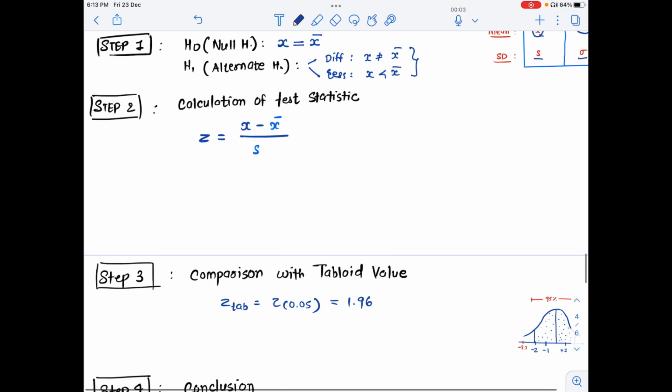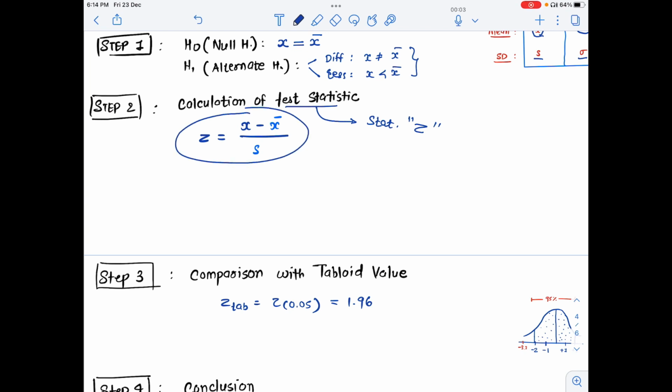Now step 2 is calculation of test statistic. Test statistic is any statistical value that we identify or calculate in any test, be it t-test, z-test or a chi-square test. For z-test, the test statistic is z value. The formula for z value is this one.